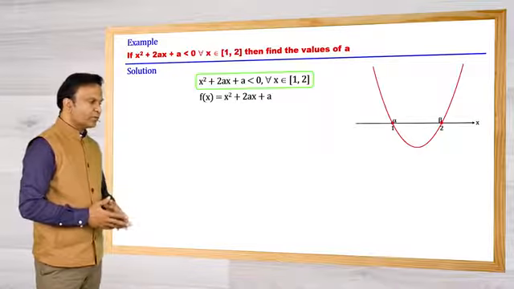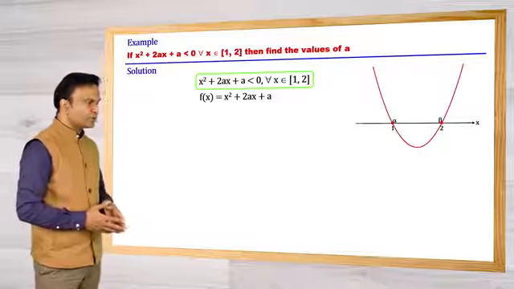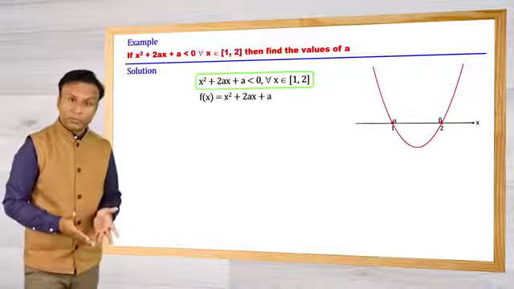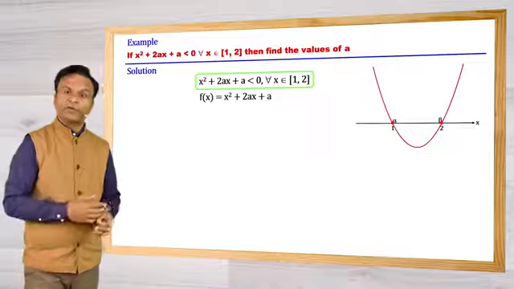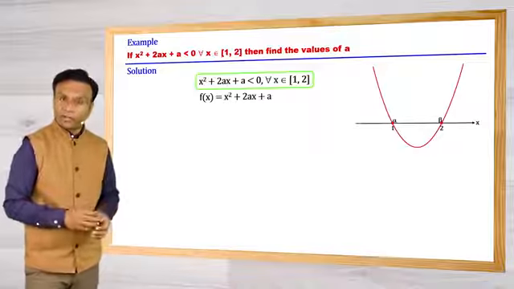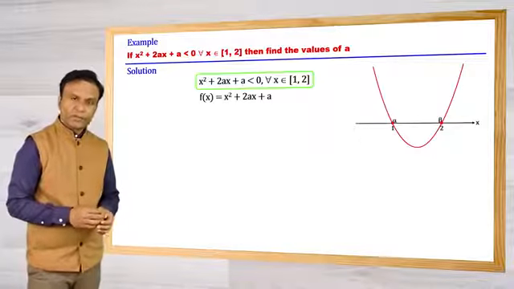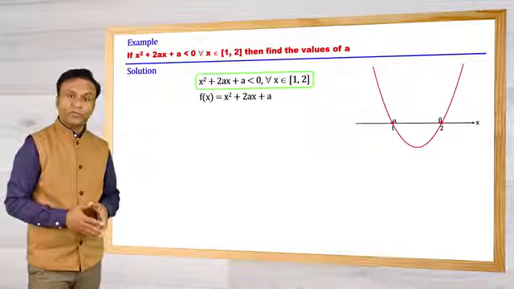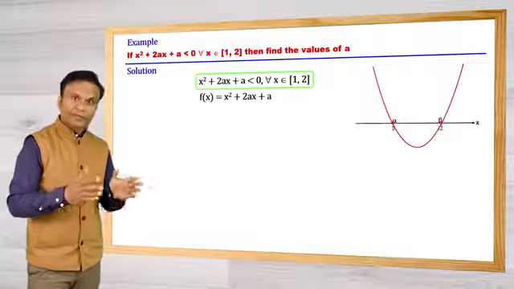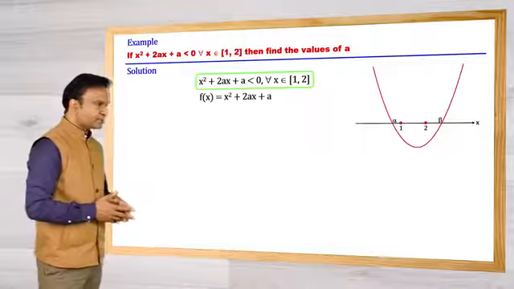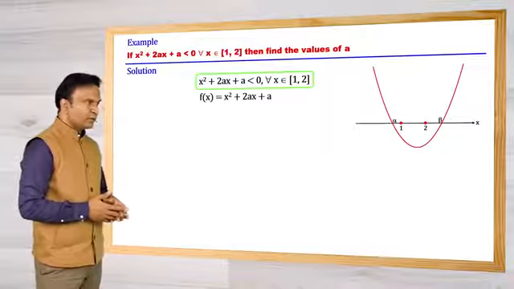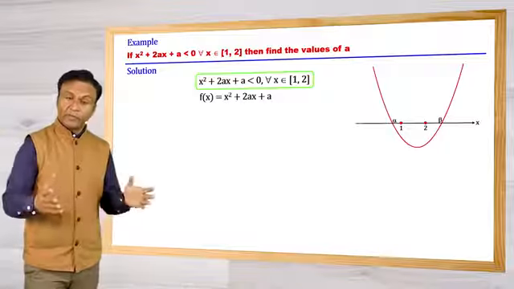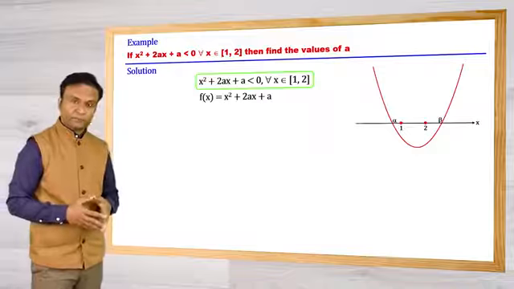If we put 1 and 2 on the roots, for these values of x, f(x) is equal to 0. But we want f(x) to be negative only. So we can't put 1 and 2 on the roots. So 1 and 2 come between the roots like this. How can you ensure that 1 and 2 are lying only between the roots alpha and beta?